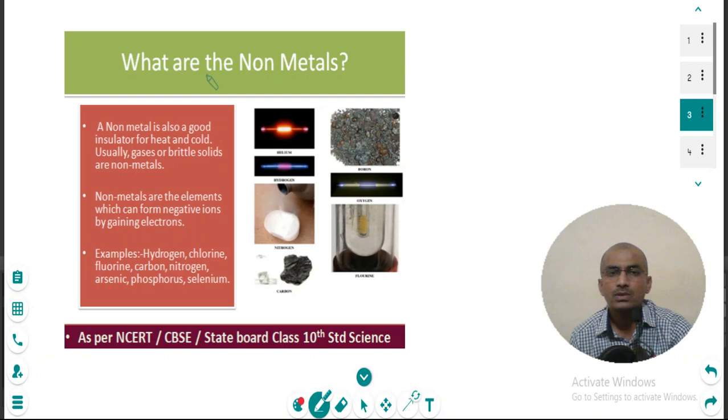Next, what are non-metals? A non-metal is also a good insulator for heat and cold. Usually gases or brittle solids are non-metals. Non-metals are elements which can form negative ions. Negative ions mean they gain electrons. As far as metals are concerned, they lose electrons, but non-metals gain electrons. Hence they form anions. For example, hydrogen, chlorine, fluorine, carbon, nitrogen, arsenic, phosphorus, selenium. These are some examples of non-metals.